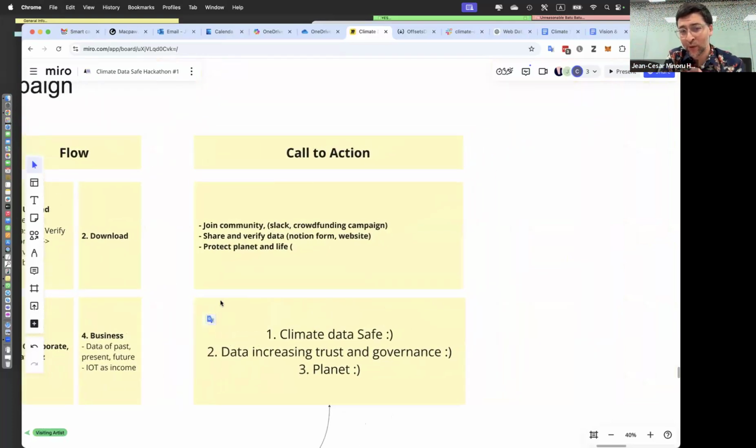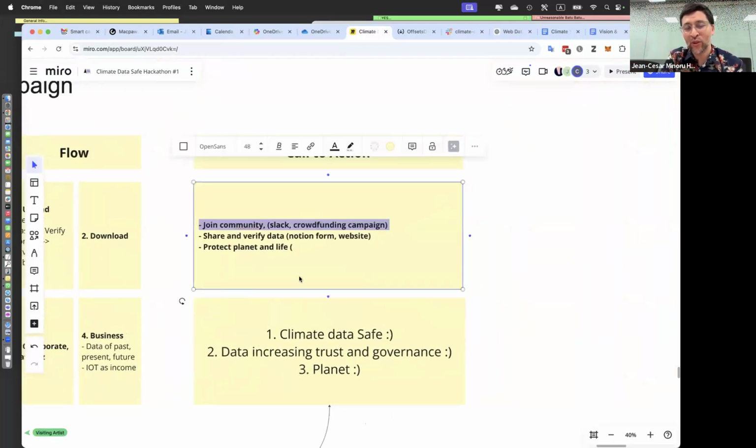And then we need to have a very clear call to action. We can tell them to join the community. So it's on Slack. We can expand our current Slack, and they can give us money if they are not citizen scientists themselves. They can help to verify the data. So we need basically to have a funnel to get people on board.